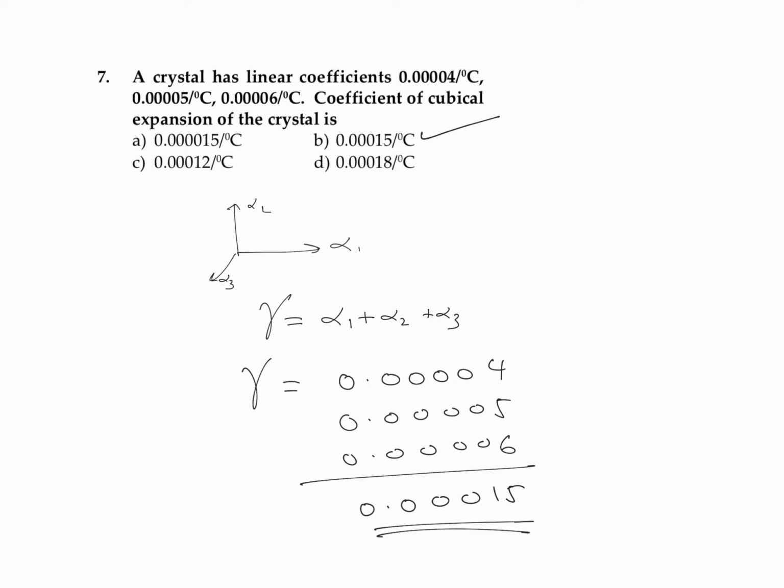So if expansion coefficient is constant, then we can write it is 3 times of alpha. Otherwise we need to write alpha 1 plus alpha 2 plus alpha 3 to find out the value of volume coefficient of expansion.